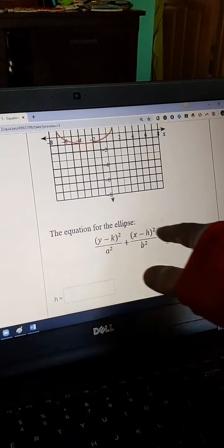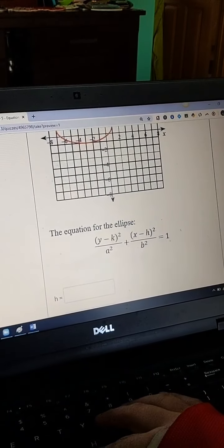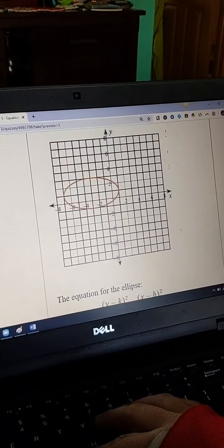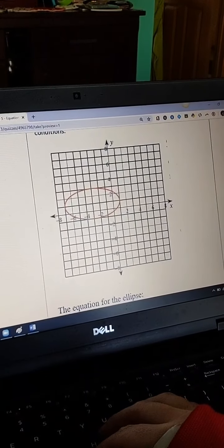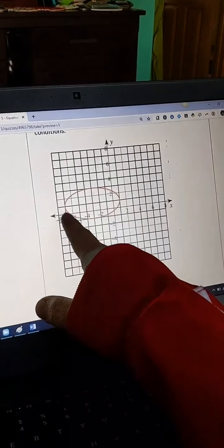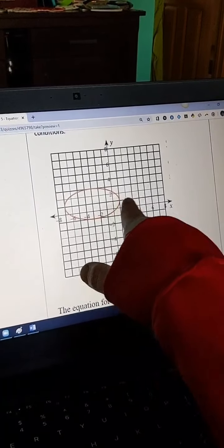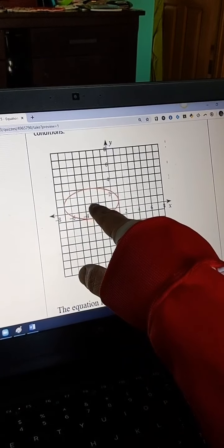Okay, what people were messing up yesterday is that A is the vertical distance from the center to the edge, and B is the horizontal distance from the center to the edge. So we're just going to look at these examples here, which are the problems, and go through this. What you try to do here is to find the center. Technically, you can use the midpoint formula, but I like to eyeball it. Okay, so the center would be right here.